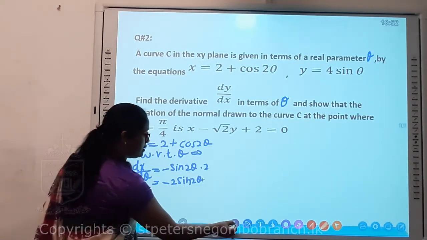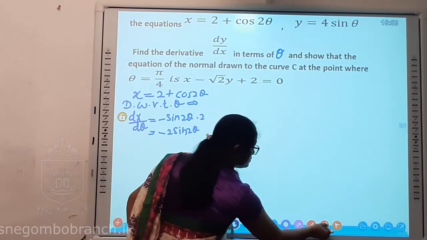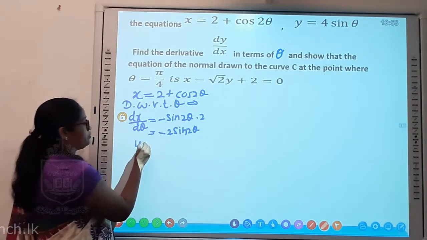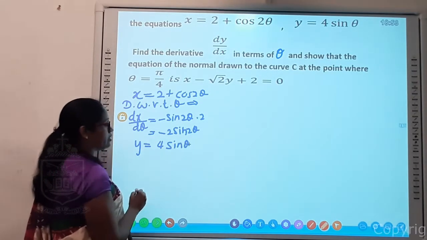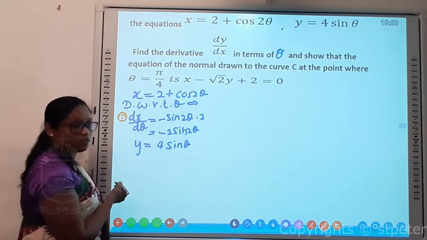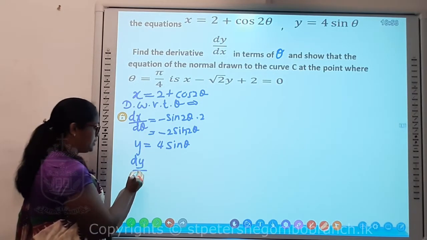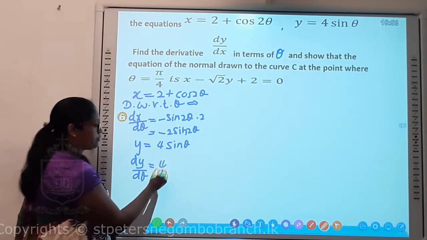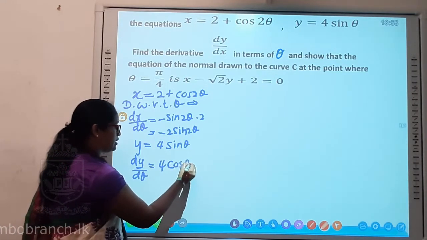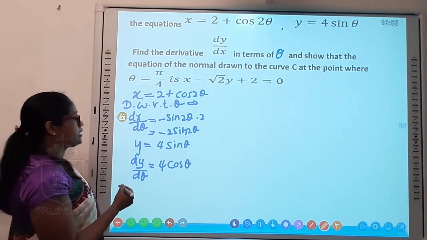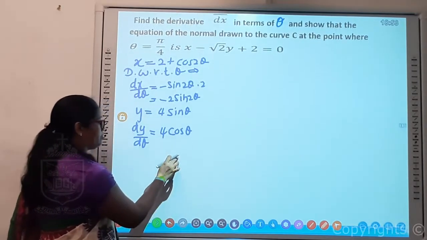After that we want to find y equals 4 sin theta. This is the second relation given. I differentiate this equation also with respect to theta. So dy over d theta is equal to 4 times, once we differentiate sine we get cos theta, right? So we found dx over d theta and dy over d theta, and we will try to find dy over dx now, right?